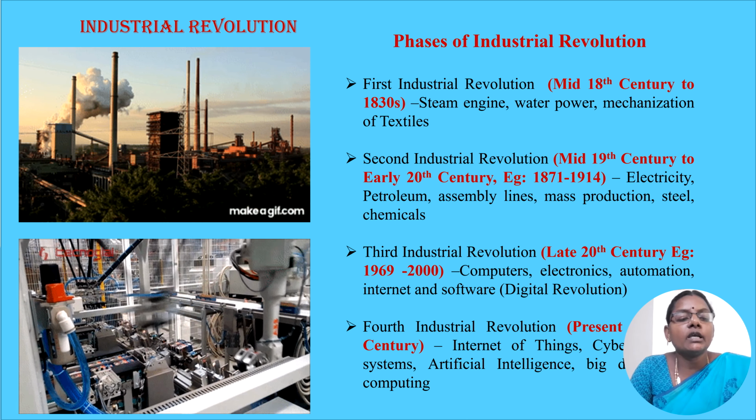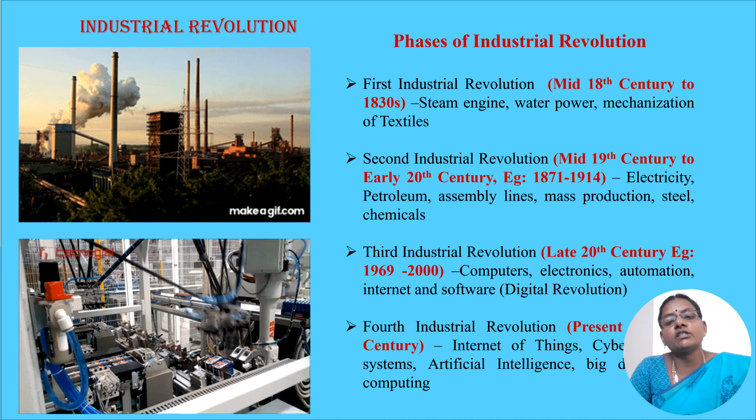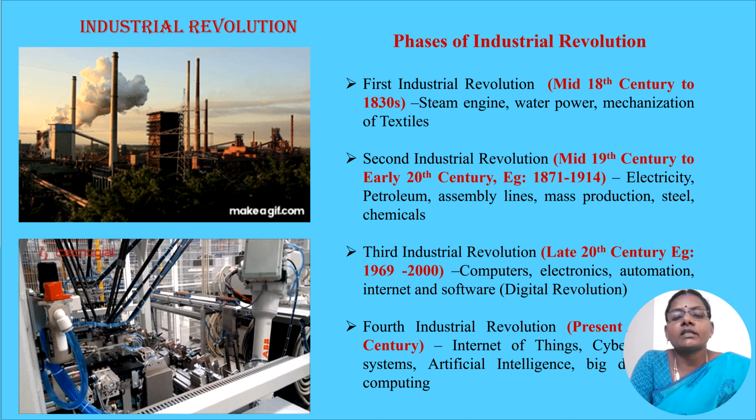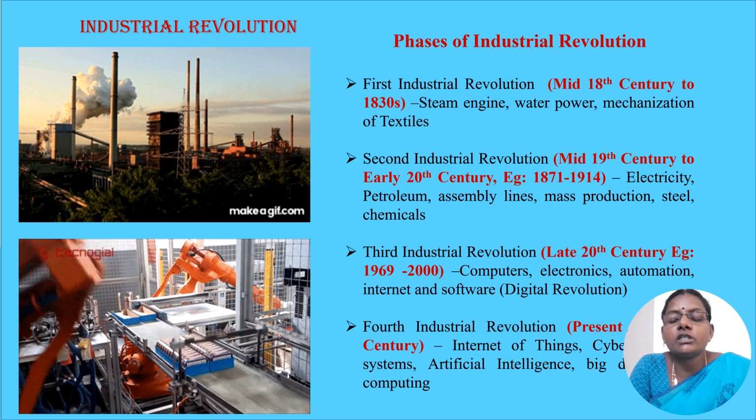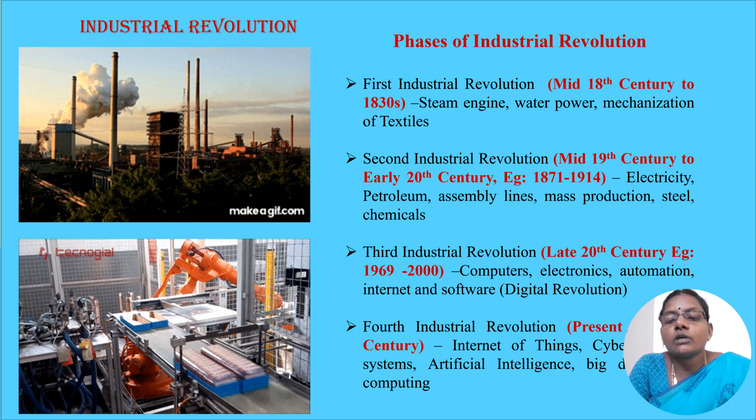Next, we move on to the different phases of Industrial Revolution. So basically, we have four different phases of Industrial Revolution. That includes the first Industrial Revolution, that was the period from mid 18th century to 1830s. During that period, we had the invention of the steam engine, water power, mechanization of textiles.